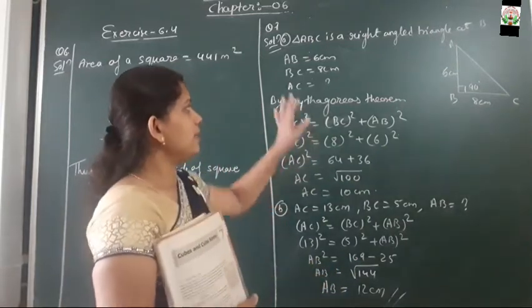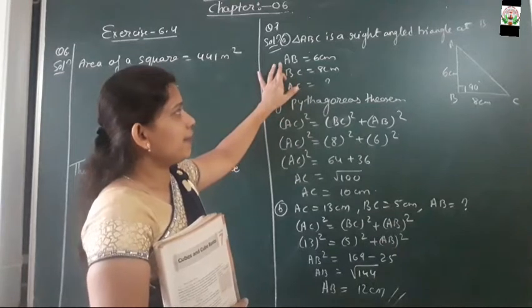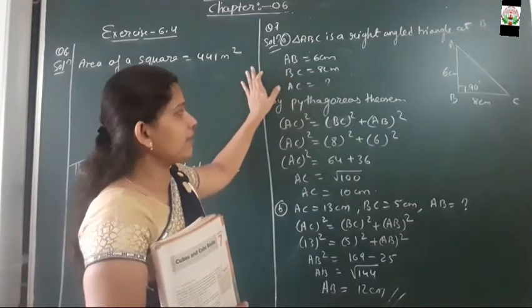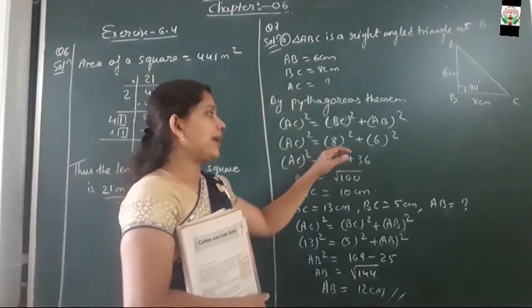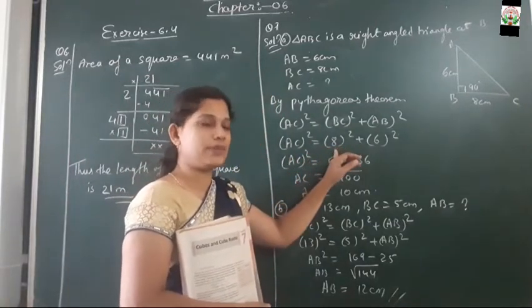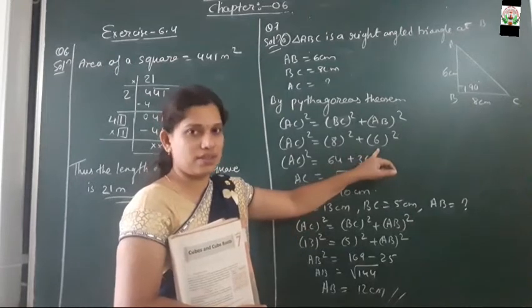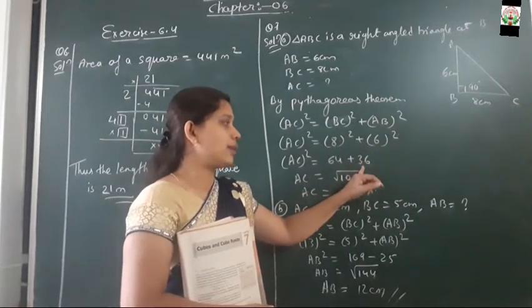While the value BC is given as 8 cm, AB is given 6 cm, and AC, which is the hypotenuse, that's the value we have to find out. Now putting the values in the formula, 8 into 8, that is 8 square, will be 64, 6 into 6 is 36. So 64 plus 36 will be 100.